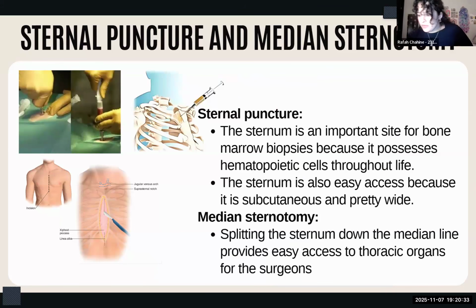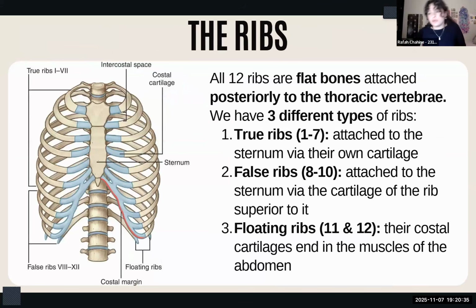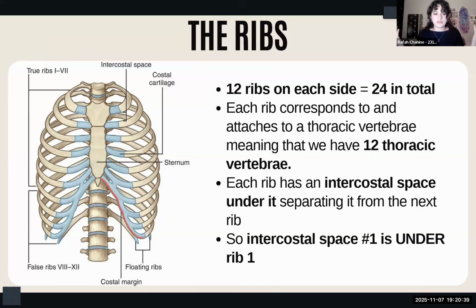Okay, we're moving on. Now we're going to start off with the ribs. Okay, I accidentally skipped the slide, sorry. We have 12 ribs on each side, making it 24 in total.